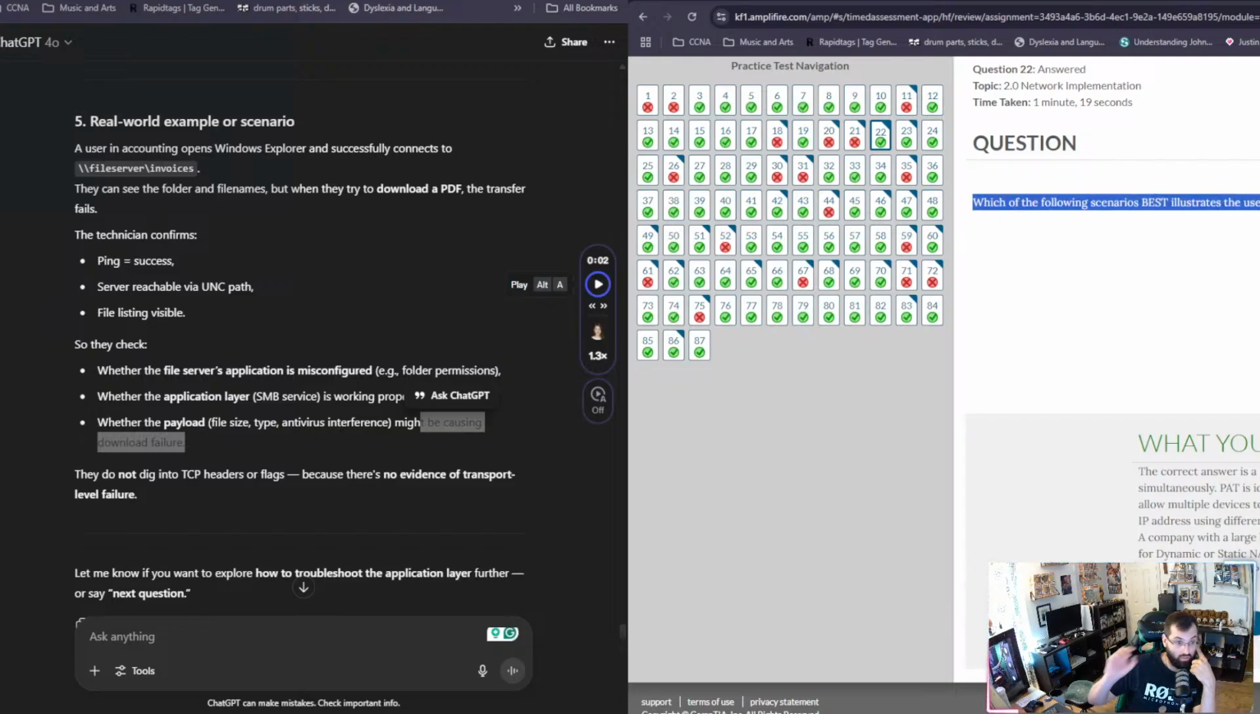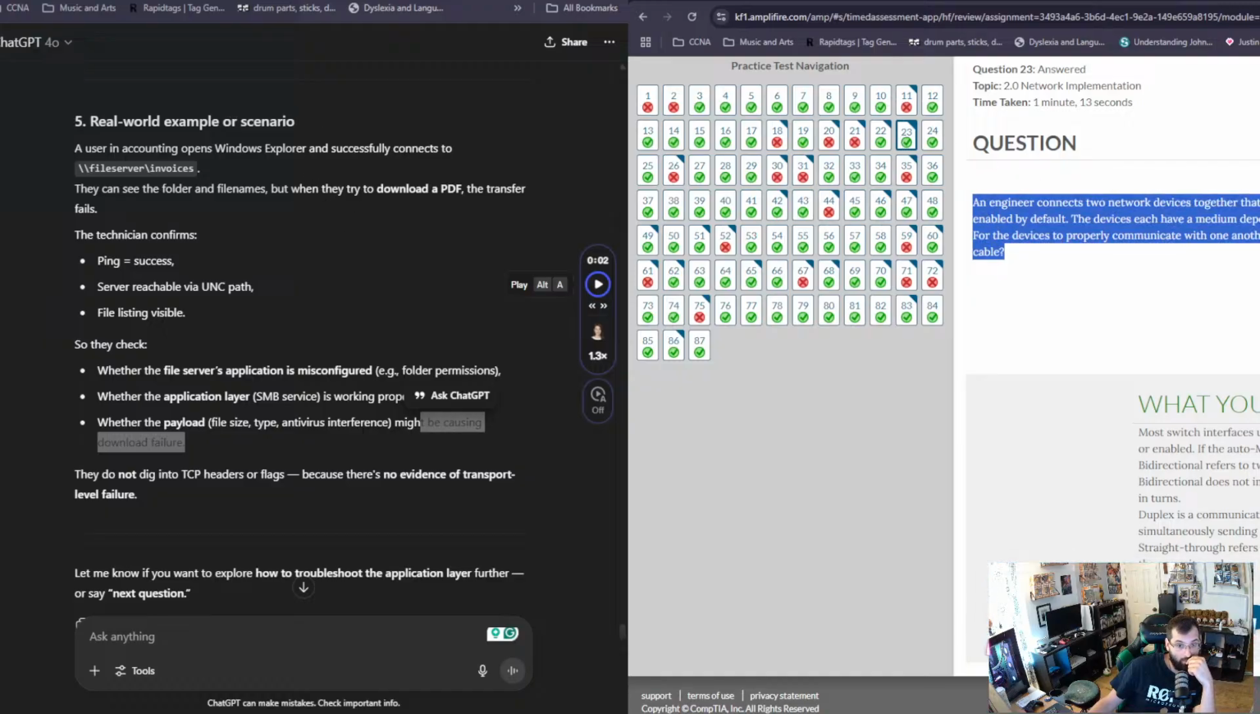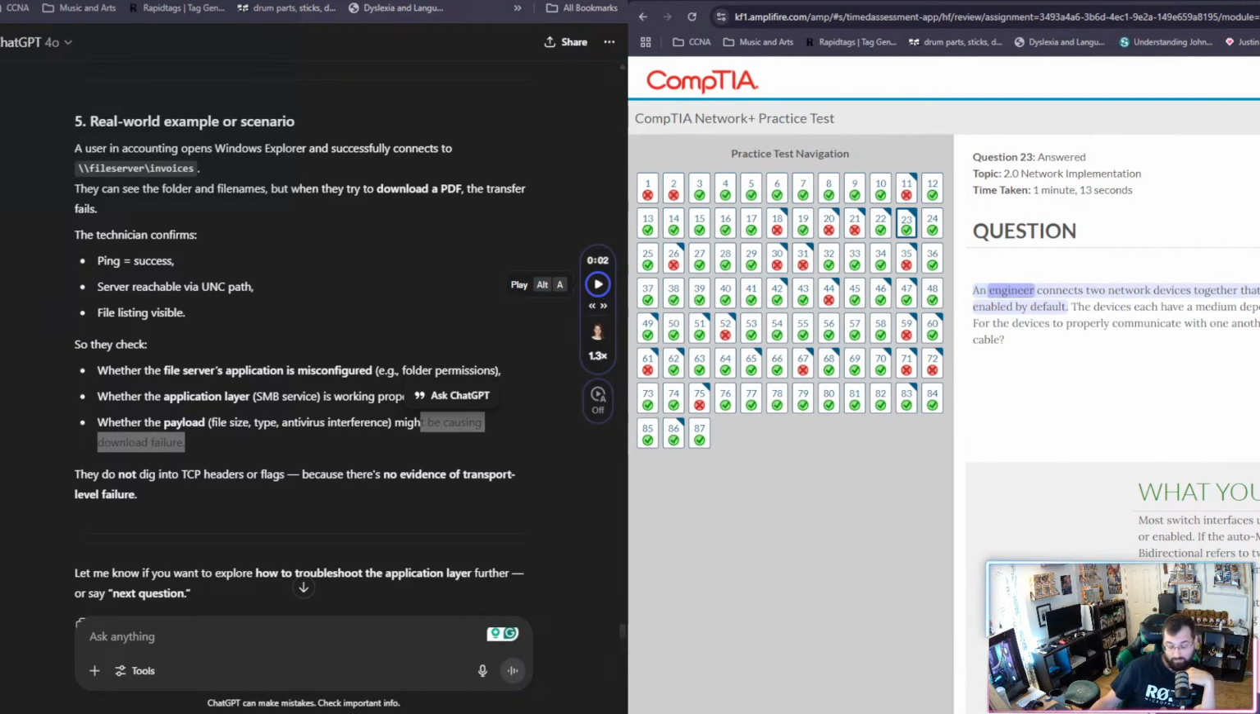Which of the following scenarios best illustrates the use of PAT? Small businesses with a single IP address allows multiple employees to access the internet simultaneously. Simultaneously is the key word there. Crossover cable. We're just going to read it, make sure. An engineer connects two network devices together that do not have auto MDI-MDIX enabled by default. Two network devices together, they're insinuating that they are the same device, so therefore it is a crossover cable.